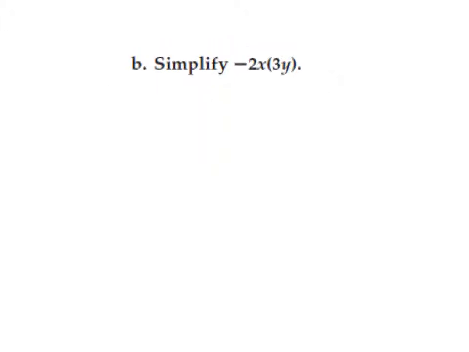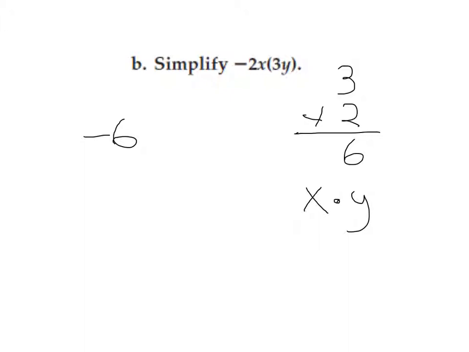Again, let's simplify an algebraic expression. Problem B says simplify negative 2x times 3y. So what we're going to do is group our integers, a negative 2 and a 3, and multiply them together. 2 times 3 is 6. The result will be negative because we have unlike signs, a negative 2 and a positive 3, so negative 6. We're also multiplying x times y because they are both variables, so x times y will equal xy. We'll take that result and multiply it by negative 6, and our answer is negative 6xy.